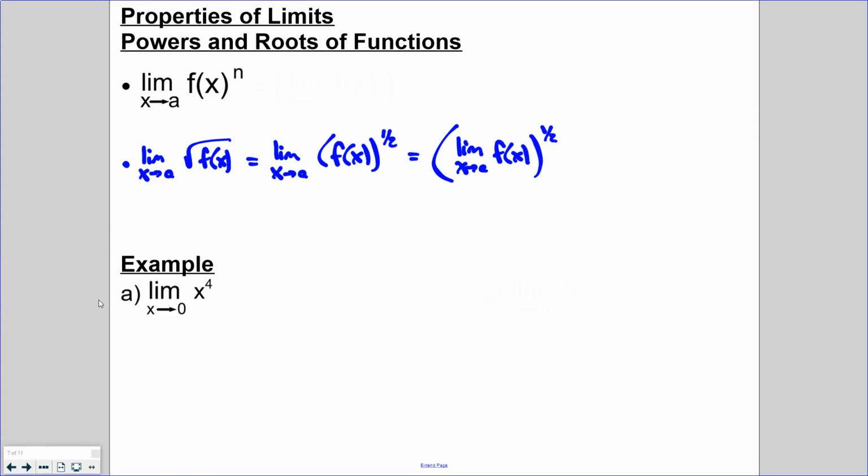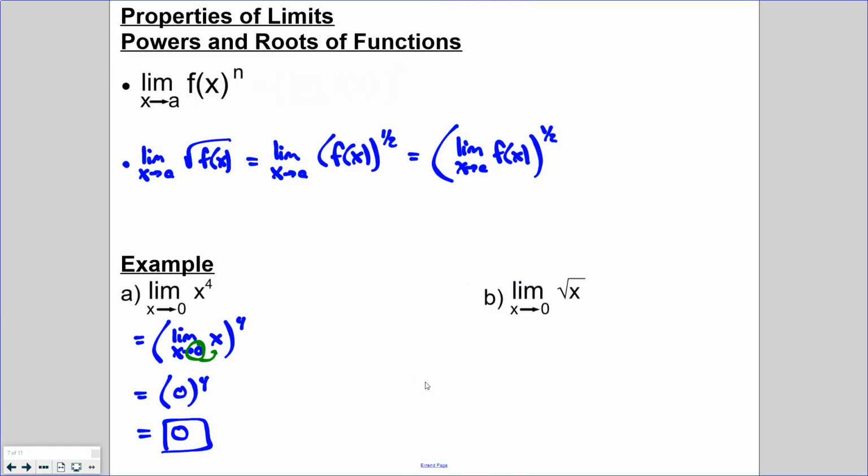All right, so for our first example, we're going to look at the limit as x approaches 0 of x to the 4th. Using the property we just learned, we can rewrite this as the quantity limit as x approaches 0 of x, raised to the 4th power. Now we have the limit of just a variable, which allows us to use direct substitution. So this is the limit as x approaches 0 of x, which turns into 0, and then 0 to the 4th power is 0. Voila! Done!